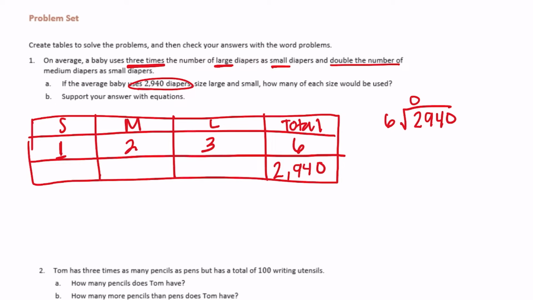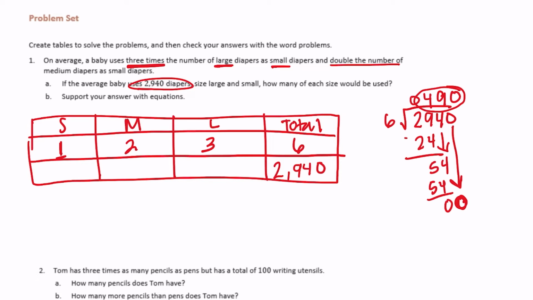So 6 can't go into 2. It goes into 29 4 times. That would be 24. And bring down the 4. 6 goes into 54 9 times. 9 times 6 is 54. We have 0. And so all we have left is a 0 to bring down. And 6 can go into 0 times. So our answer for 2,940 divided by 6 is 490.